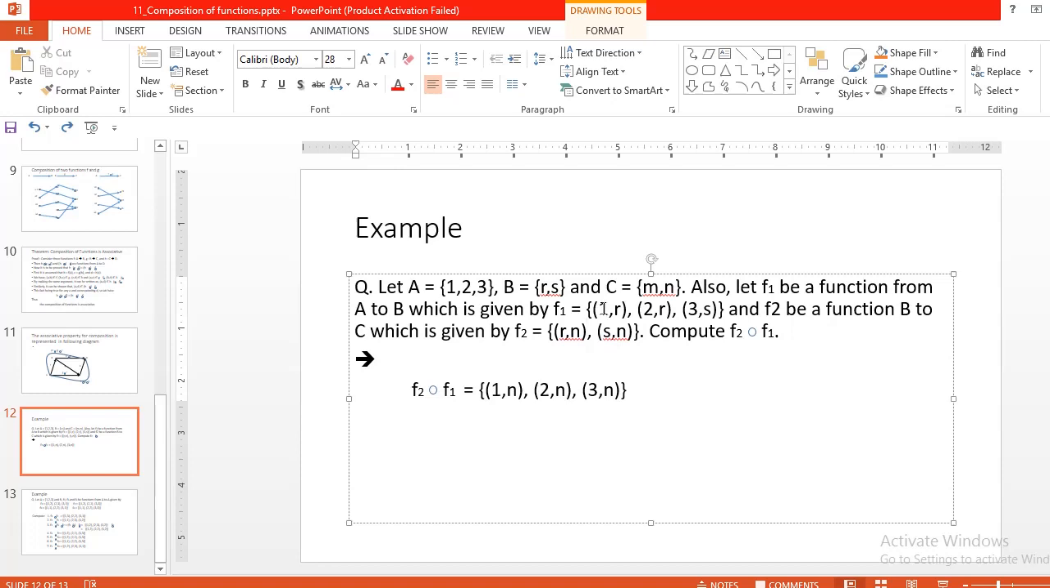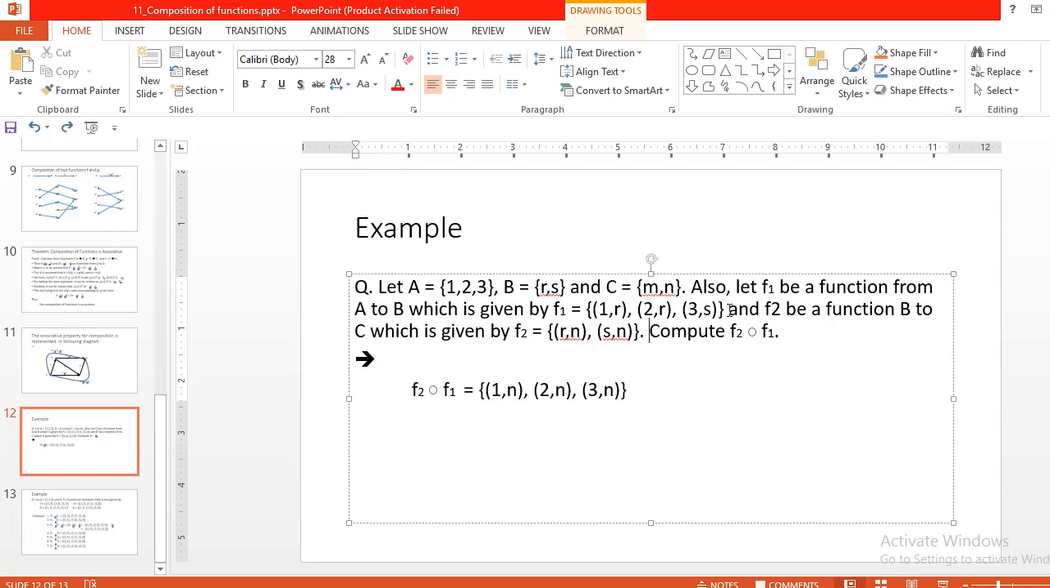Similarly, 1r paired with sn: here there are no common elements, so there is no pairing, or no composition here. Then take the second pair 2r, and pair it with the first pair of f2, that is rn. Here the domain of f1 is 2 and the range is r. The domain of f2 is r and the range is n. So after pairing we get the result 2n here.